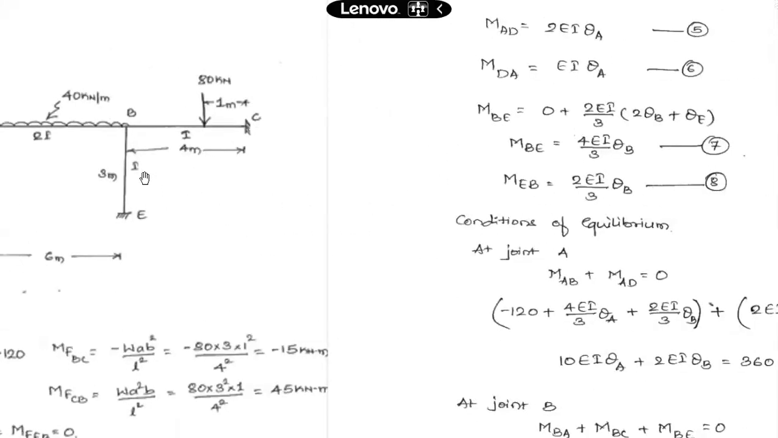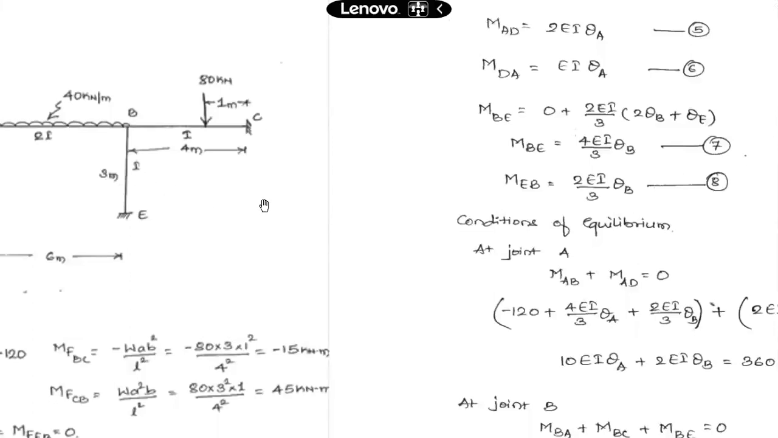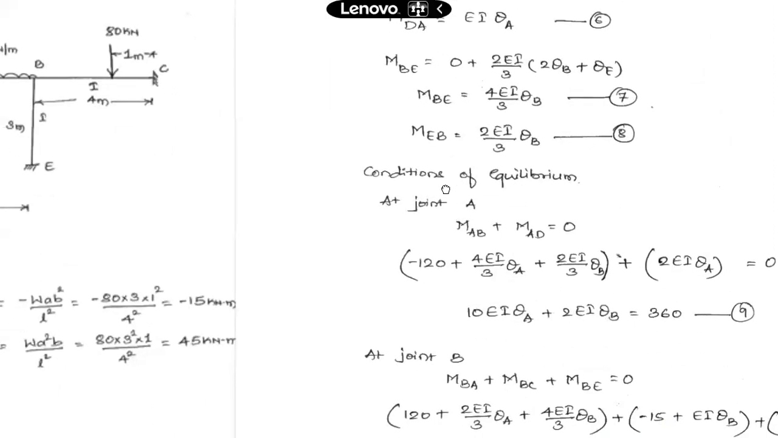For member BE, the span is 3 meter, I is 1I. There is no load, so MFBE will turn out to be 0. 2EI by 3 into 2 times theta B plus theta E. Theta E is at the fixed end, so theta E is 0. So it will be simply MBE equal to 4EI by 3 into theta B. And MEB, if you work it out on the same basis, will come out to be 2EI by 3 into theta B. That is the moment at joint E for member BE.